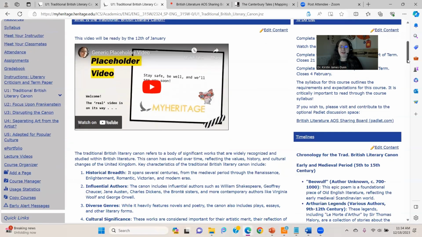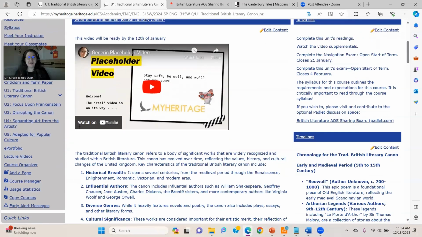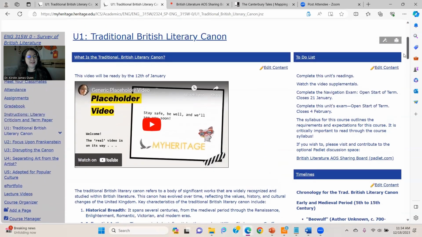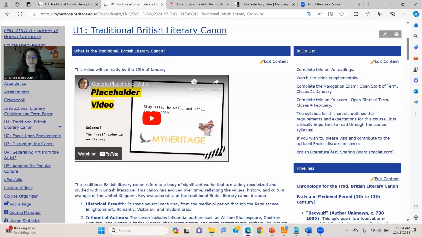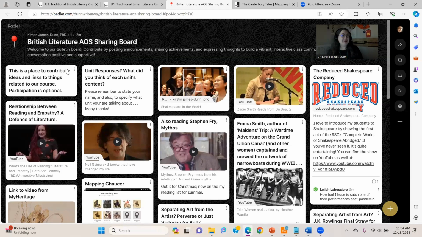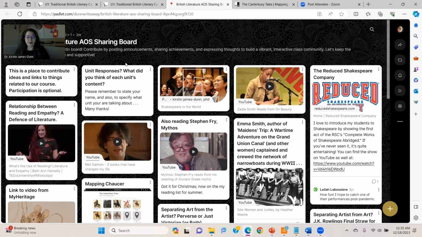We have a sharing board over at Padlet. It is not required, but for students that want to make this asynchronous online course a bit more interactive, you can go visit that sharing board, which looks a bit like this. And you'll notice it says this is the place to contribute ideas and links to things related to our course. Participation is optional.